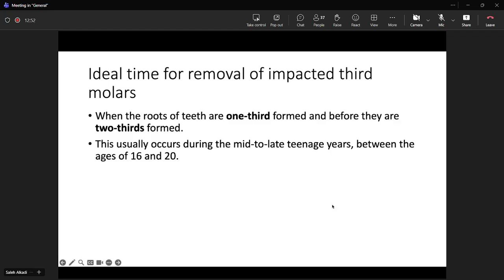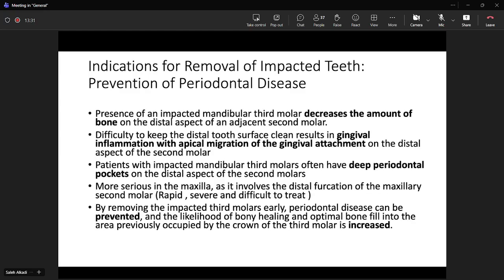So, what's the ideal time for removal of impacted third molars? If you look at the root formation, it's when the roots are formed between one-third and two-thirds. So this is the ideal time to remove it, as you will have easier extraction based on the difficulty factors that we mentioned earlier. Also, if you look at the age of the patient, the ideal time for removal is between mid to late teenage years. That means after age 16 up to age 20. This is the ideal time to remove third molars.